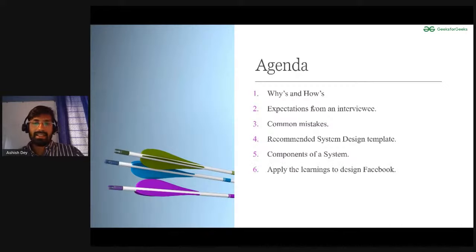We'll see how to apply the learnings that we have to design Facebook. So it's not going to be an entire end-to-end Facebook design, but we'll see how exactly we can apply it. The reason is that in the interest of time, we cannot design the entire Facebook, right? Okay, and bonus, this is the bonus, how a Facebook interview looks. So I hope this will excite you. Okay, so let's jump in.